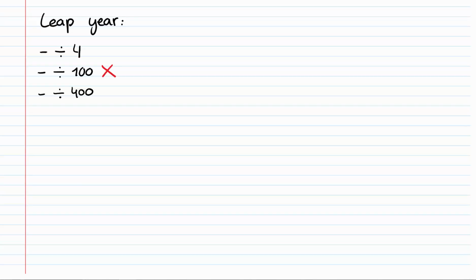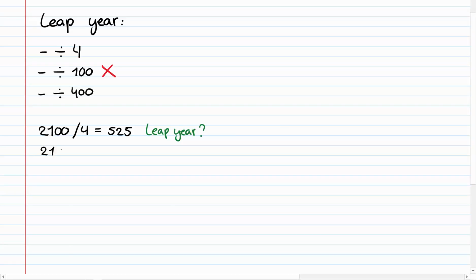Take for example the year 2100. 2100 is divisible by 4, so according to this rule it qualifies as a leap year. However, 2100 is also divisible by 100. Therefore it's a new century and it does not qualify as a leap year. So we should first check whether it's a new century before dividing by 4.